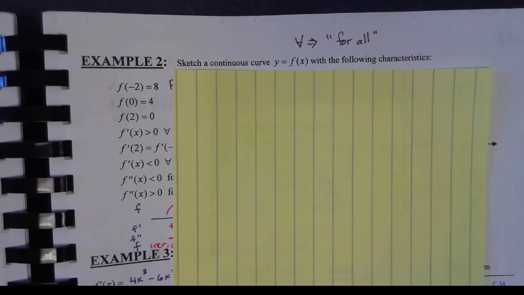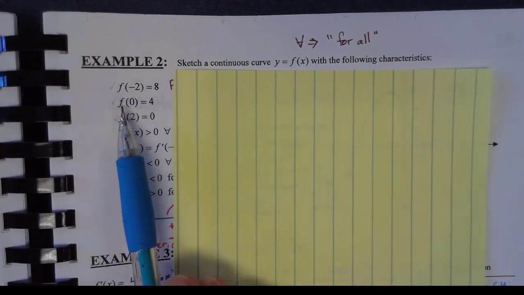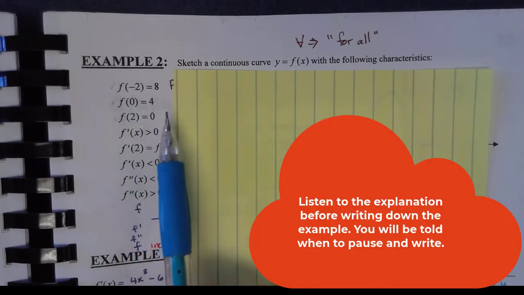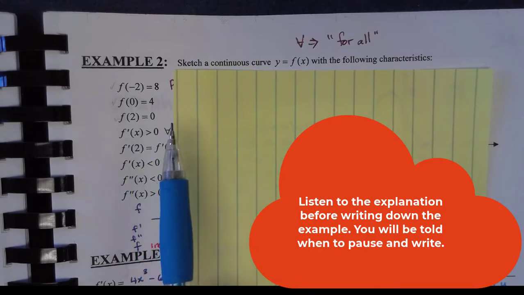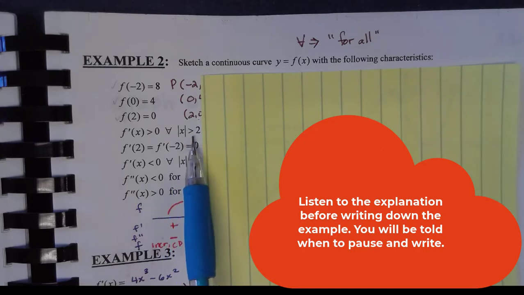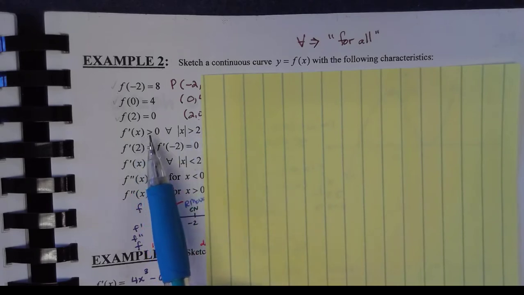Now we've really got to get used to using our notation. And so notice f of -2 is 8, f of 0 is 4, f of 2 is 0. These are all giving me points. What does f prime greater than 0 tell us? It tells us that for all absolute value of x greater than 2, that means all points more than 2 units away from the origin, f will be increasing.